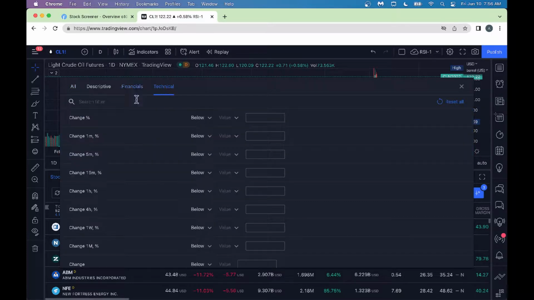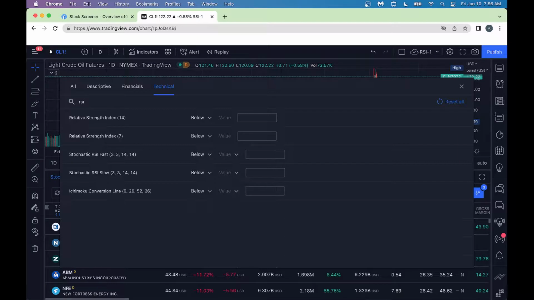From a technical perspective, typically I like to look at RSI, or relative strength index, and I want relative strength index to be below 50, so that way I look at stocks that are beaten down here. All right, so it's adjusting for that, and in the meantime I would go here and look at a few more criteria.